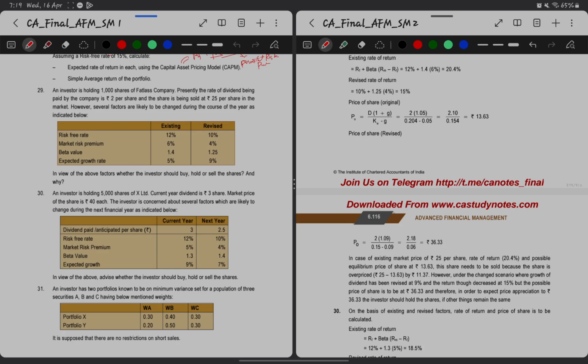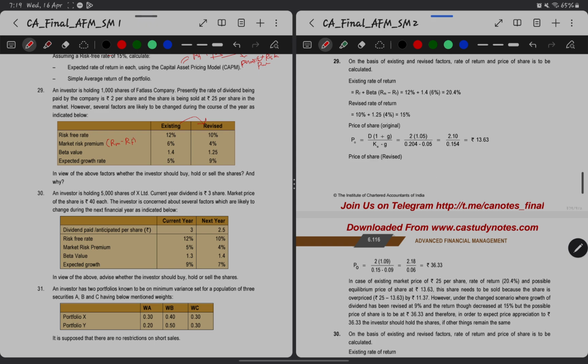So the existing risk-free return is 12% and market risk premium, which is nothing but RM minus RF. Here we should not confuse it with the market return. They have given market risk premium, so it will be RM minus RF, which is 6%. Beta value is 1.4. Expected growth rate is 5%, and it's going to be reversed in these numbers. In view of the above factors, whether the investor should buy, hold, or sell the shares, and why. So we have to advise him whether to buy or hold or sell, and we have to give the reasons.